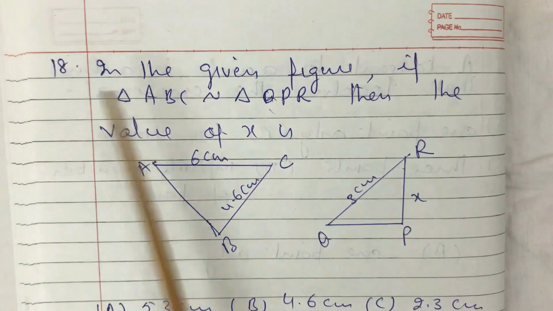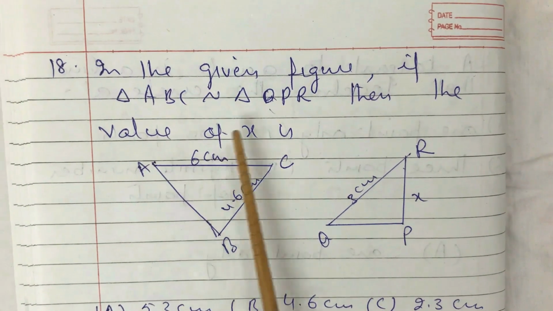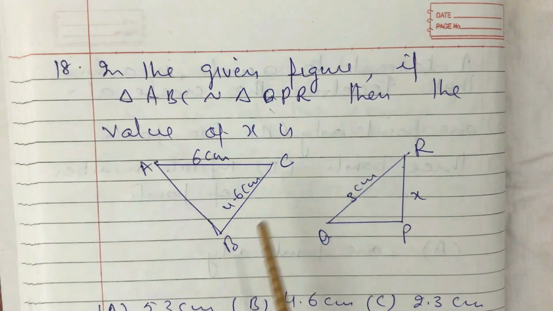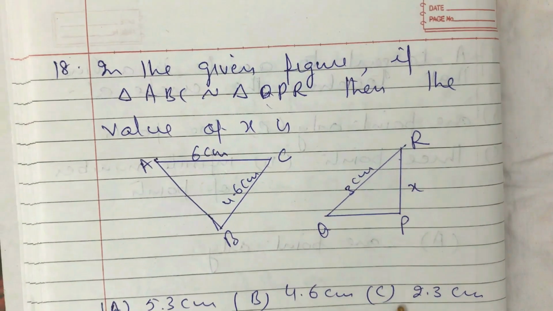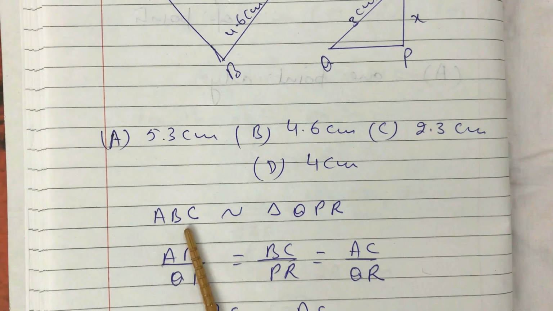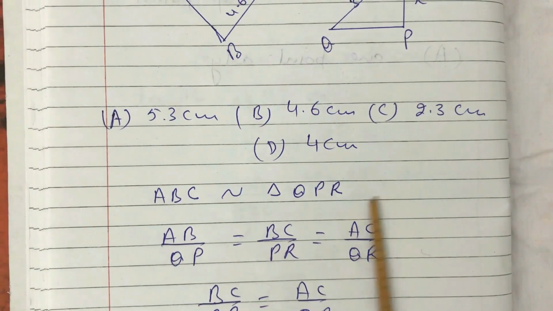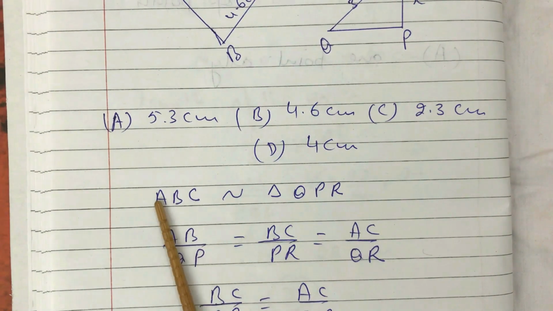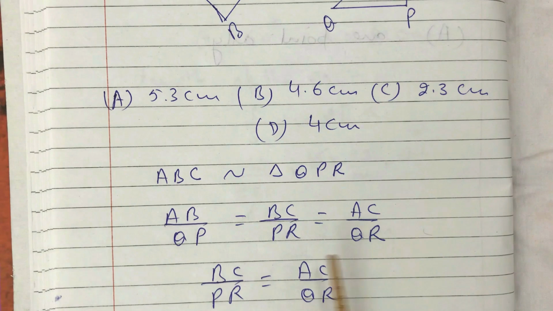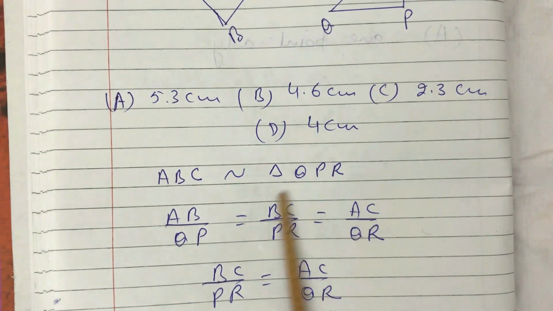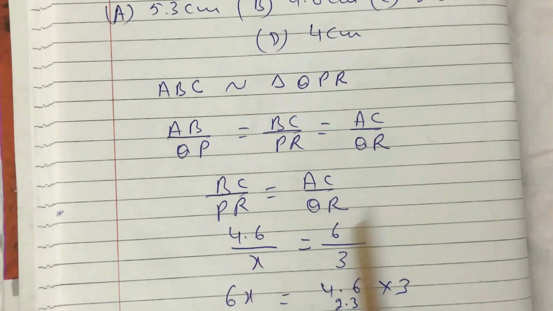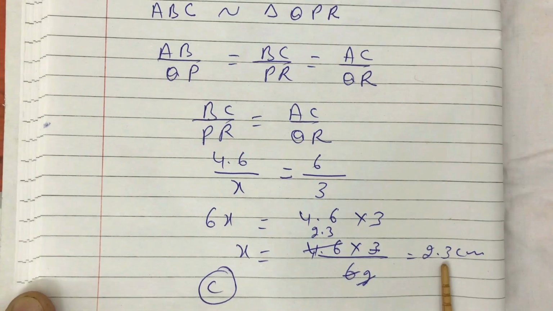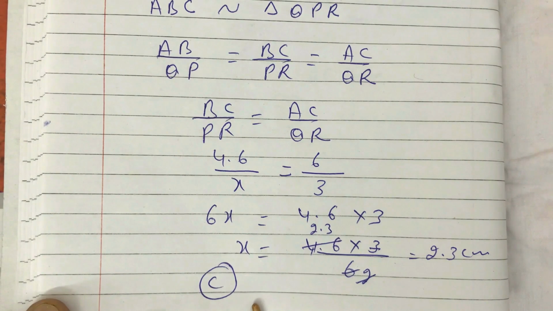Now the 18th question. In the given figure, if triangle ABC is similar to triangle QPR, then value of x is. This figure is given to us. There are 4 options here. Now ABC is similar to QPR. So AB upon QP is equal to BC upon PR is equal to AC upon QR. Write this and take the help of this and substitute the values. You will get value of x is equal to 2.3 centimeter. So C is the option.